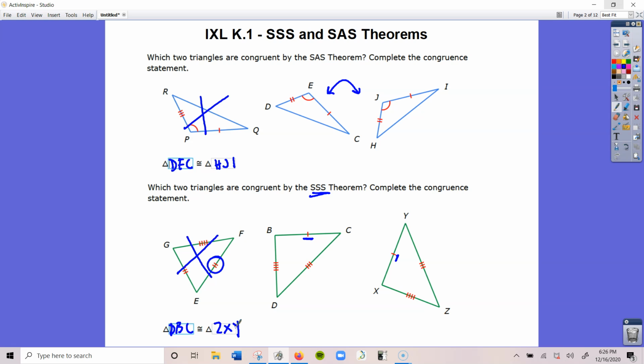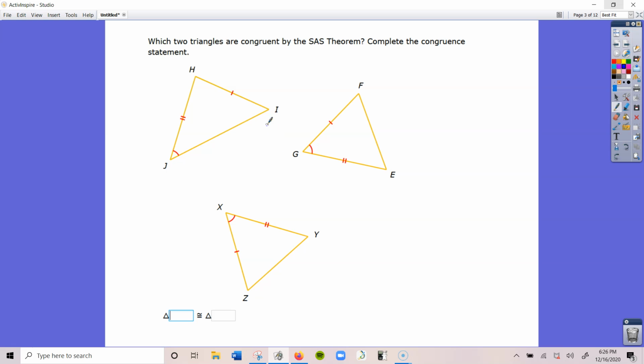And that's with SSS. This one here, we have which two triangles are congruent by SAS. So again, paying attention to these markings, you see here that we do have two sides, but the angle is not in the middle. If it's SAS, the angle has to be in the middle. So automatically I can rule this out because this is not following SAS.